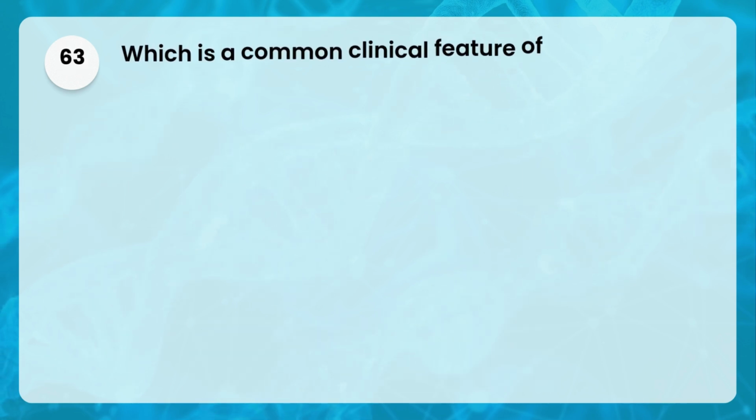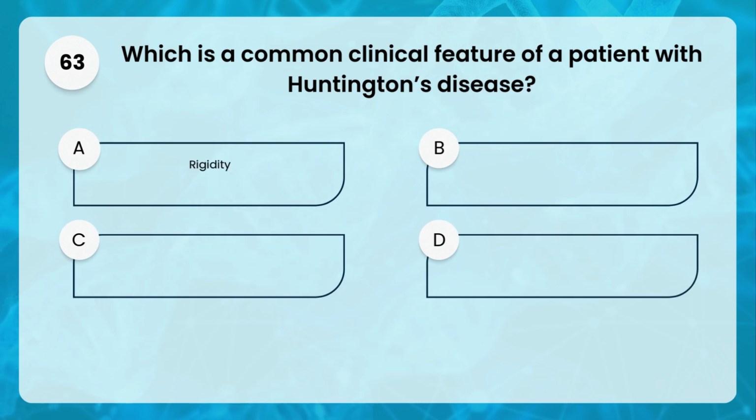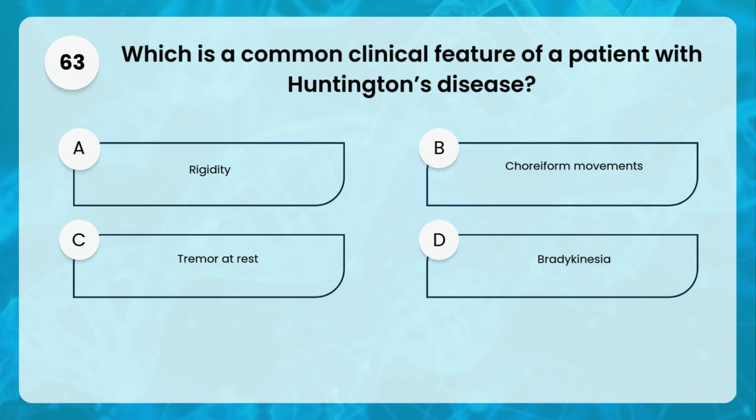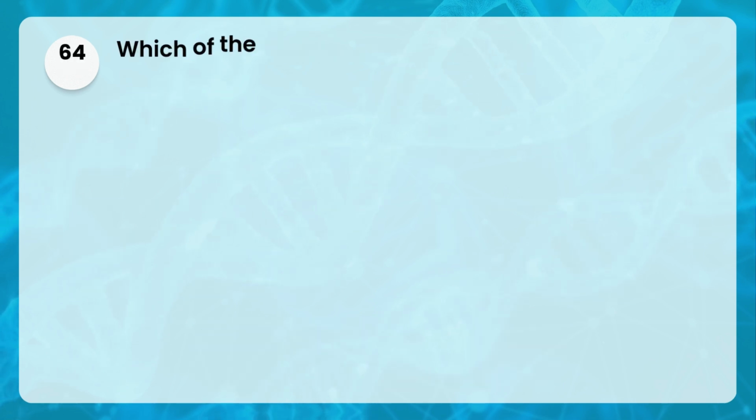Number 63. Which is a common clinical feature of a patient with Huntington's disease? A. Rigidity. B. Choreiform movements. C. Tremor at rest. And D. Bradykinesia. The answer is B. Choreiform movements.